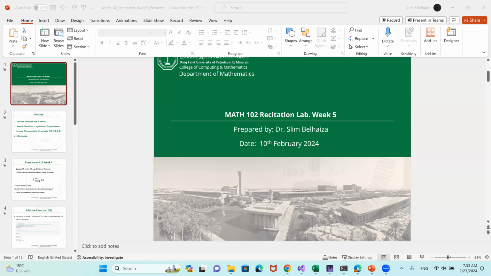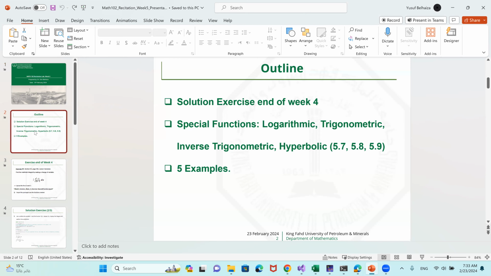First of all, today's presentation is about week 5 of our recitation lab of Math 102. It essentially covers the solution of the exercise at the end of week 4, and we go through special functions like logarithmic, trigonometric, inverse trigonometric, hyperbolic, which are in sections 5.7, 5.8, 5.9, and we'll cover overall 5 examples.